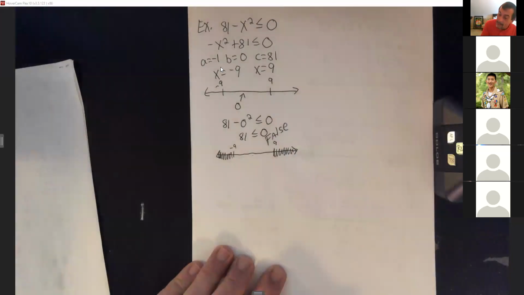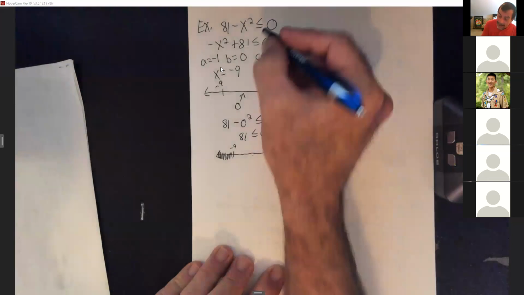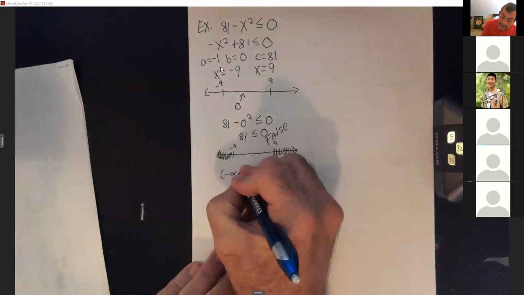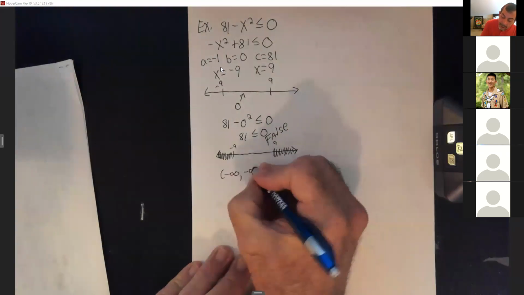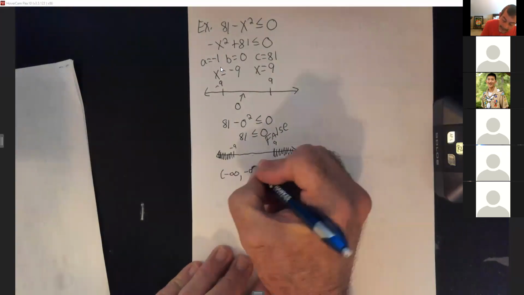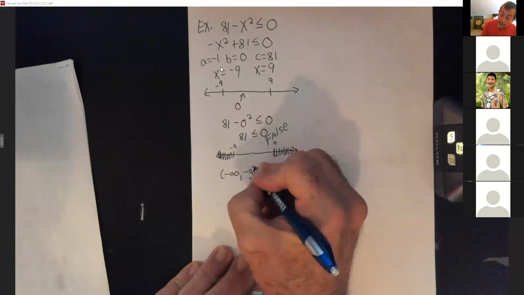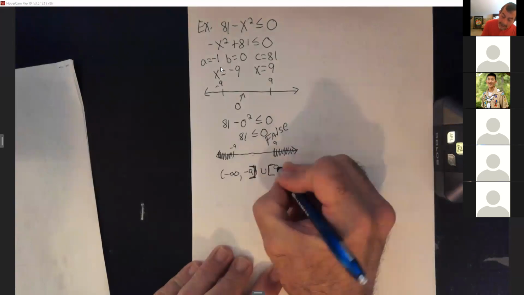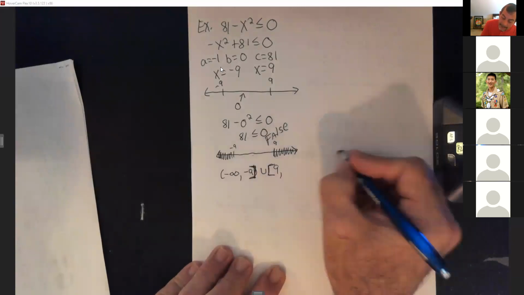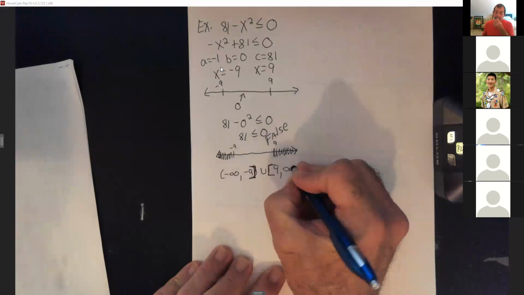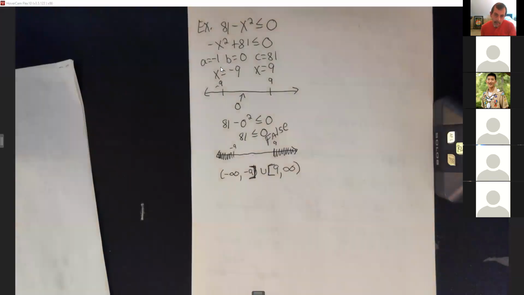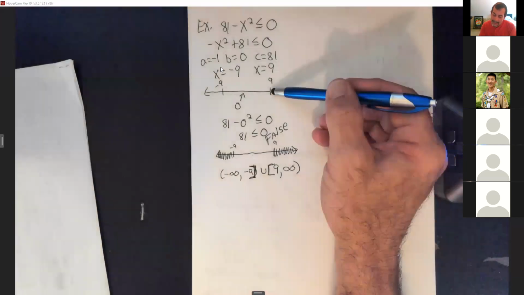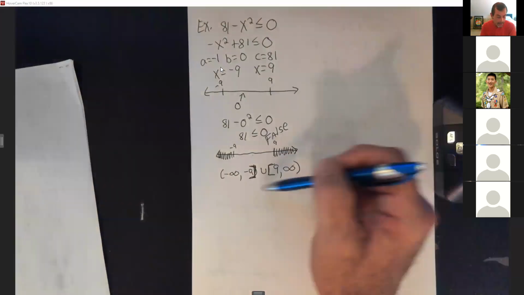All right, I do have equals on that, so I will use the brackets. So I'm going to come in from negative infinity till I hit my negative 9, union, and remember that is a bracket, and then bracket from a positive 9 to positive infinity. So really the only thing new on this is coming up with these number lines and testing them to see where those intervals are going to be, okay?